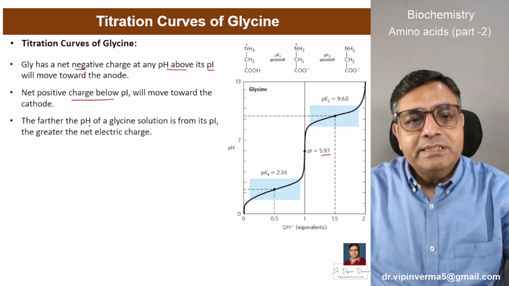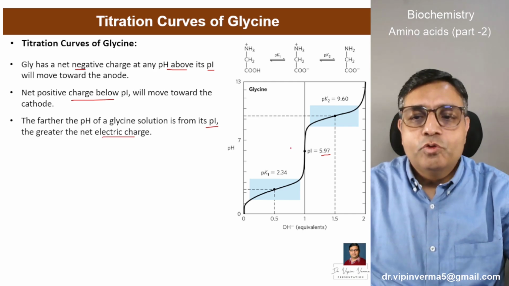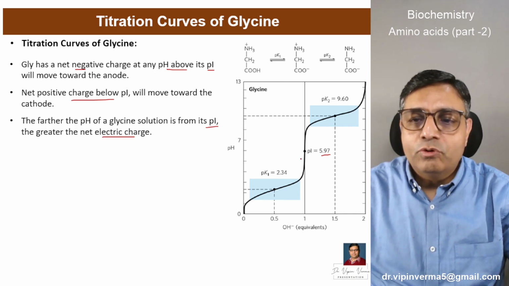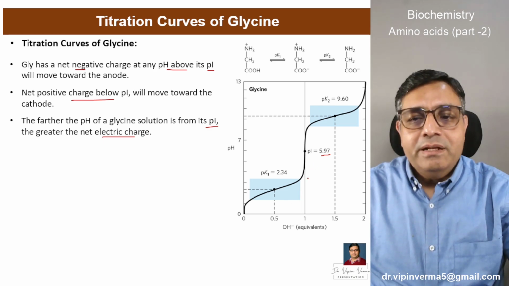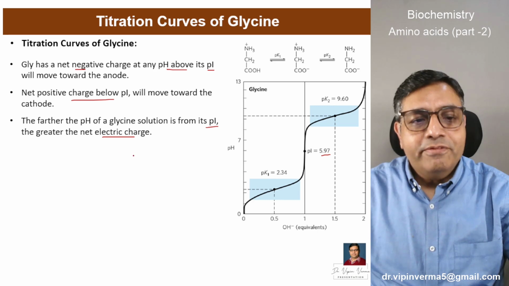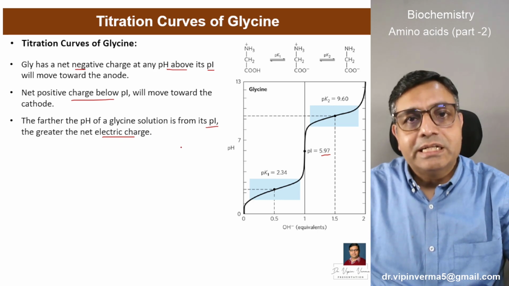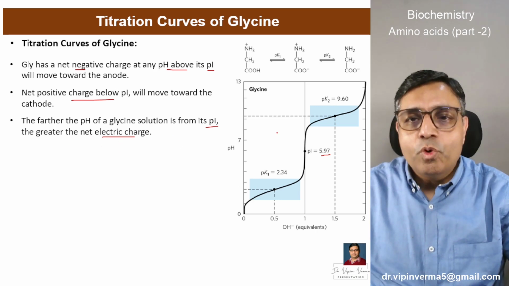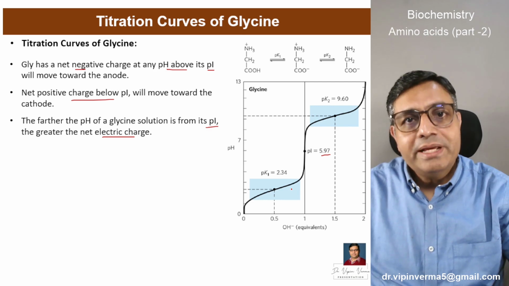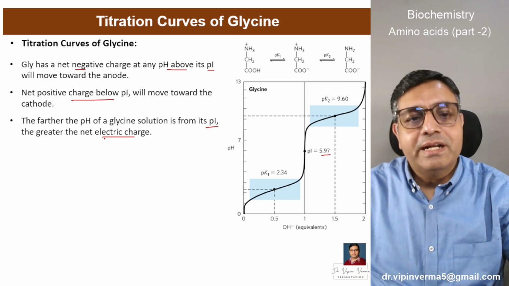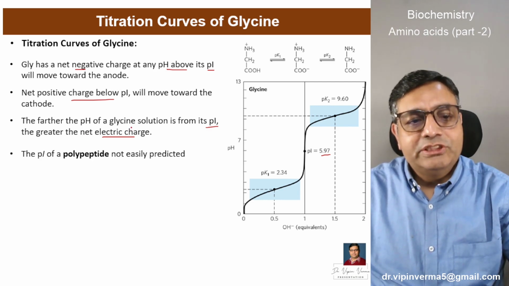So the farther the pH of the glycine solution is from its pI, the greater the net electric charge. When we move farther from this in either direction, up or down, we have a greater net electric charge. Why does it happen? Because more of that particular species which is contributing to the charge is accumulating, and that's why we have a greater net electric charge.